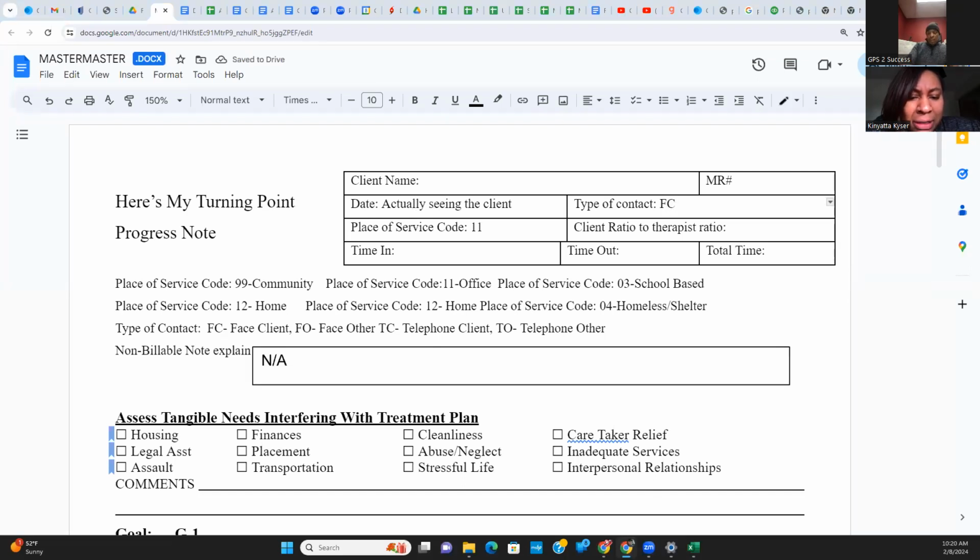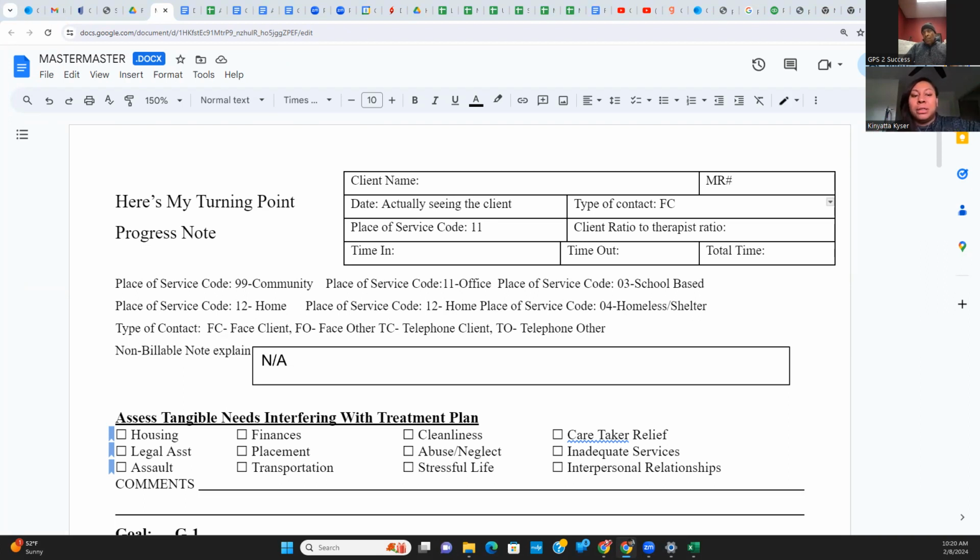FO, we don't really use it. You could put TC if y'all were on the phone, or TO, telephone other. So I want to give y'all some examples. So FC is when a client is in front of you and you're providing a service and they're sitting there.